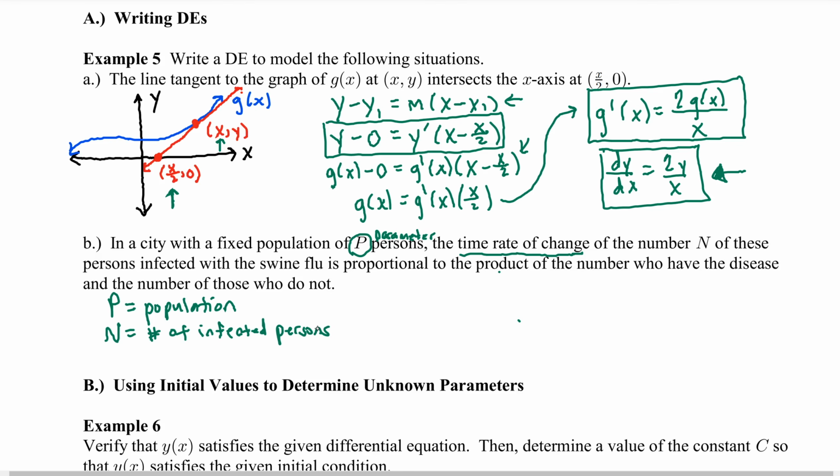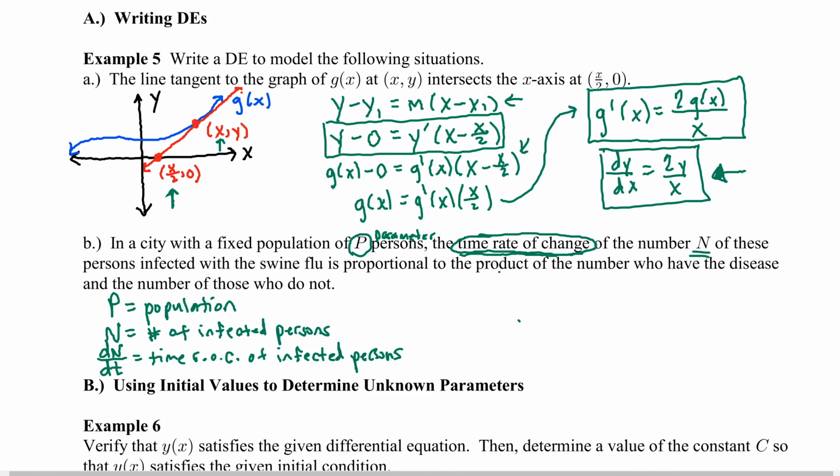This is going to be changing as the swine flu spreads throughout the community. Now notice here we have the time rate of change. Rate of change indicates that we have a derivative. We're looking at the rate of change of the number of people that have the swine flu. If it's a time rate of change, we can express it as dn over dt. That is the time rate of change of infected persons. So how fast is the rate of infection spreading?